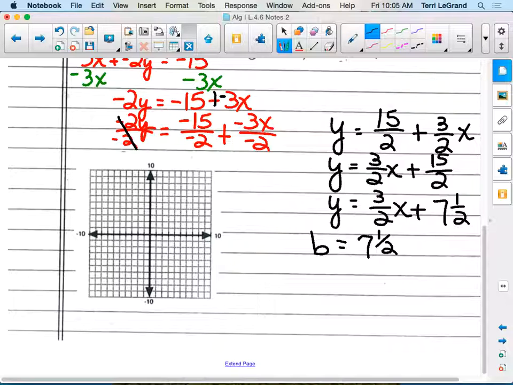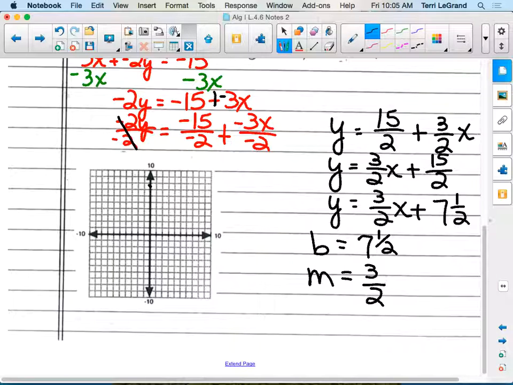So I'm going to go on the y-axis to 7.5. And there's no reason to change the scale so that the grid lines go by halves. You can go to 7.5 on the y-axis. Where's it at? Halfway between 7 and 8, yeah. So put it halfway between 7 and 8. And then our slope is 3 over 2.